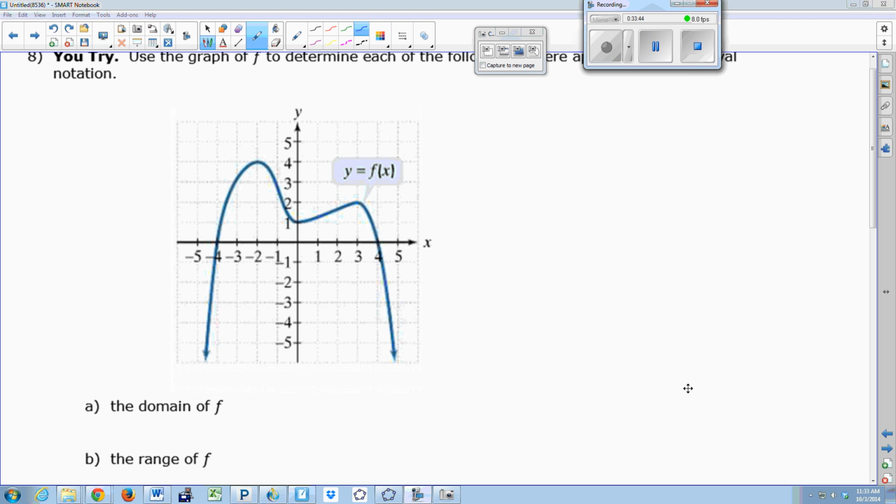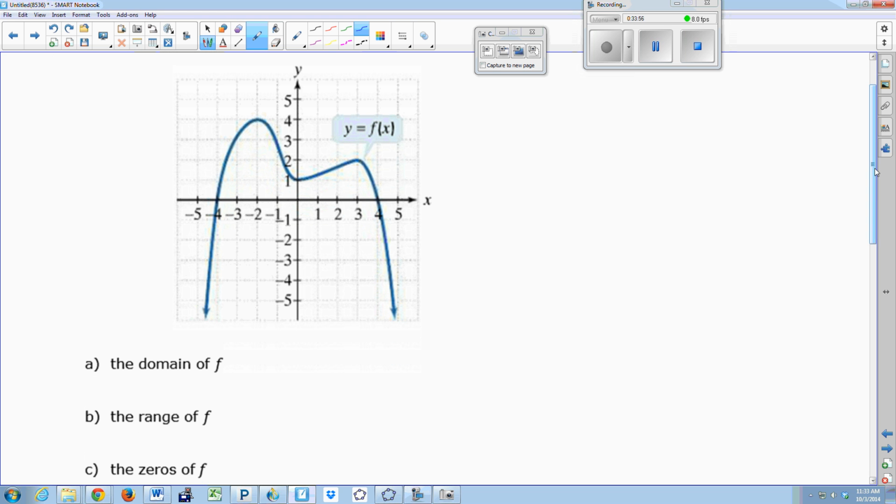Okay, the first thing hopefully you notice about this function is the domain is all real numbers because you see either end of the function has arrows on it. So it's all real numbers, and you can express that as either writing all real numbers, or if I ask you to use interval notation, if I specify that, then you say negative infinity to infinity. Where applicable, use interval notation. Very good. Range, what do we have for that?